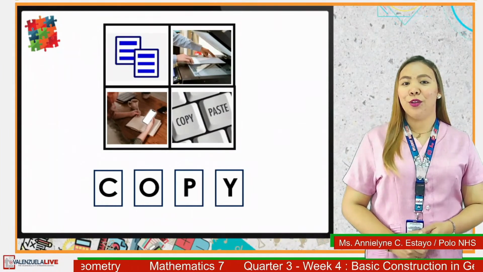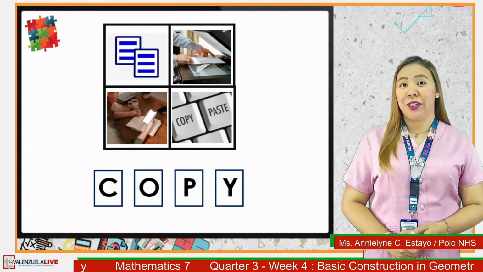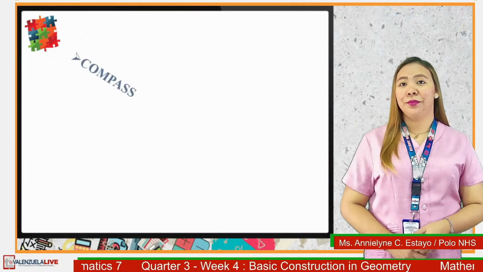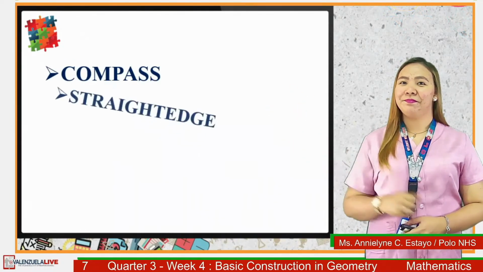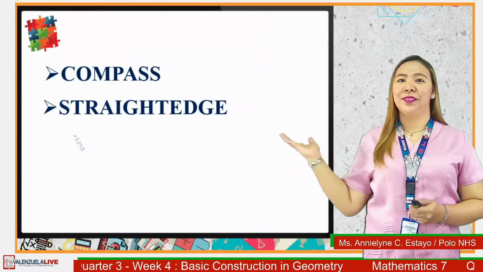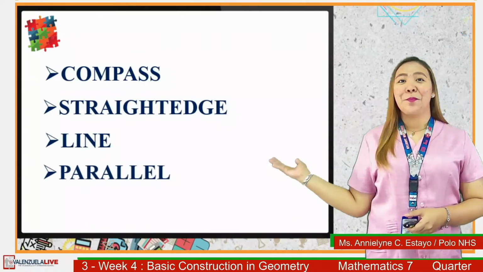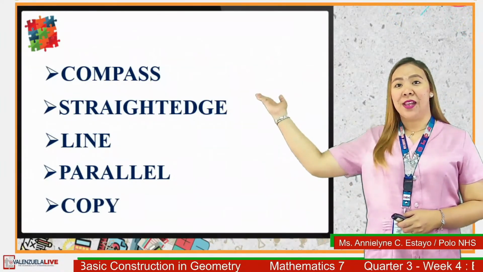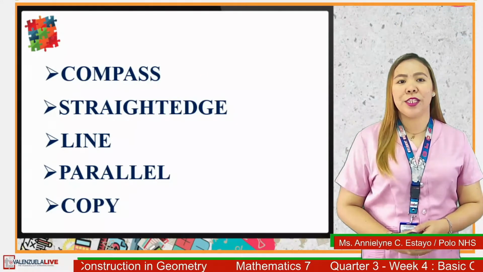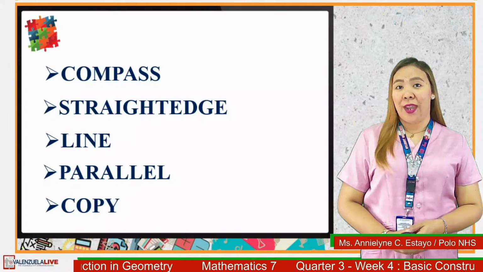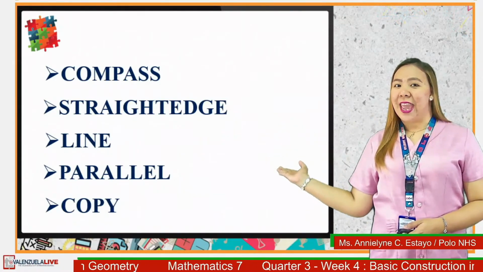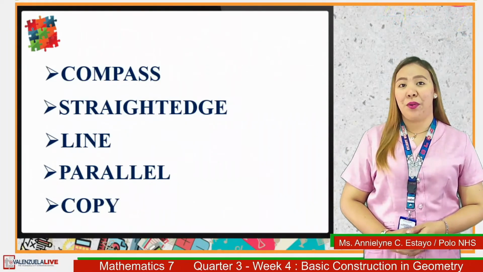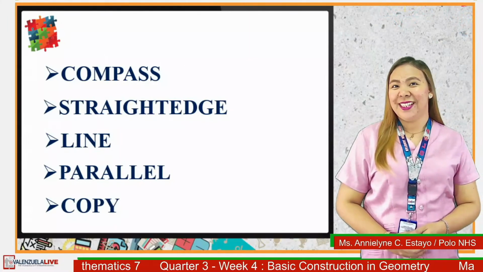Now, let us recall the words that we encountered in our activity. We have compass, straight edge, line, parallel, and copy. The first 2 words, compass and straight edge, are the tools that we will use in our lesson, while line, parallel, and copy are some of the words that we will encounter as we go along with our discussion. Are you ready? Let's start.